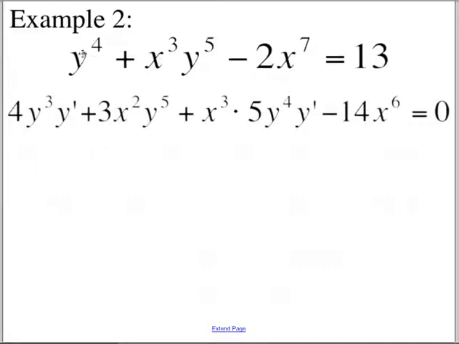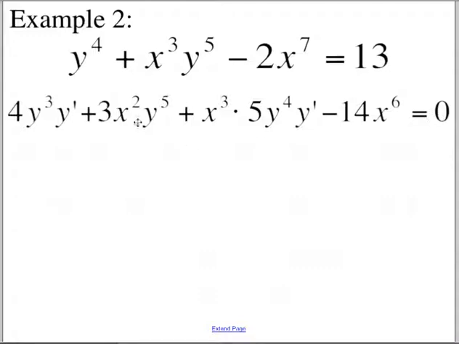So then for y cubed y prime, this next part I have to use product rule. So I get 3x squared y to the 5th plus x cubed times 5y to the 4th times y prime. And then minus this last part, I can just differentiate, no product rule necessary, negative 14x to the 6th, and then the derivative of the right side is just 0.